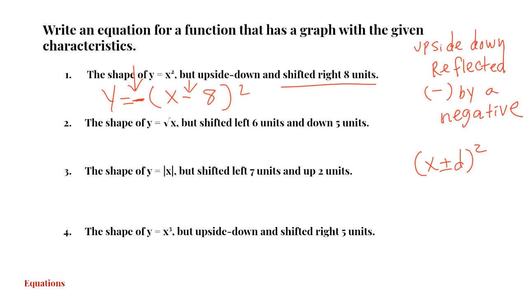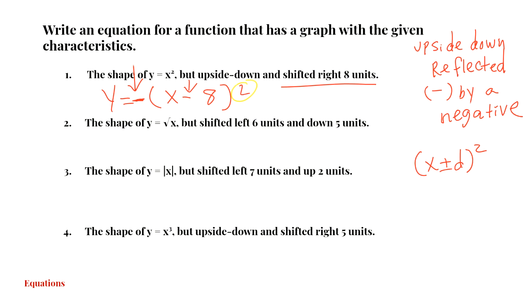It says the shape of y is equal to x squared, but upside down and right 8 units. So it has to go inside of the parentheses. You have to remember to write your square on the outside. And that's all you can do for that. So if this was my basic parabola, it would move 8 to the right and then it would flip.